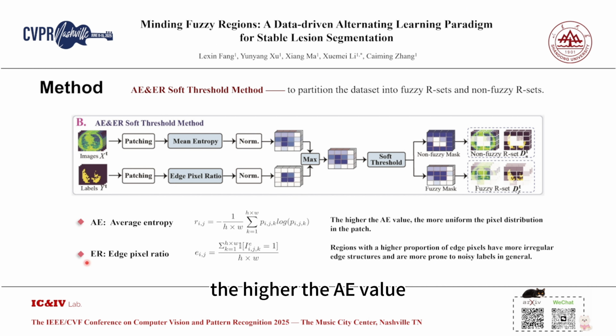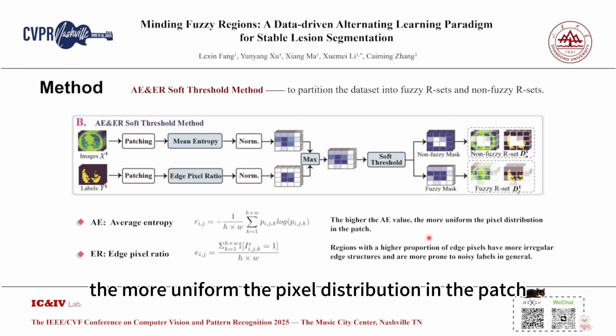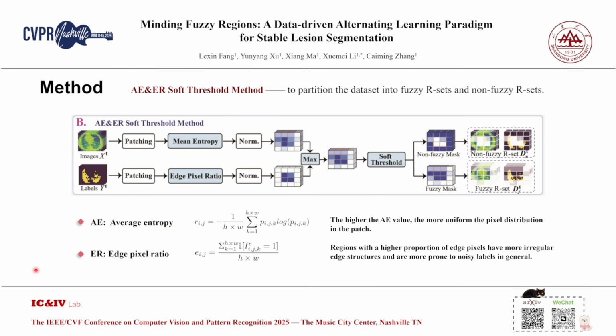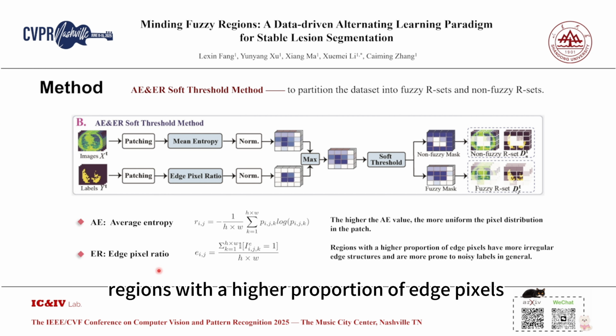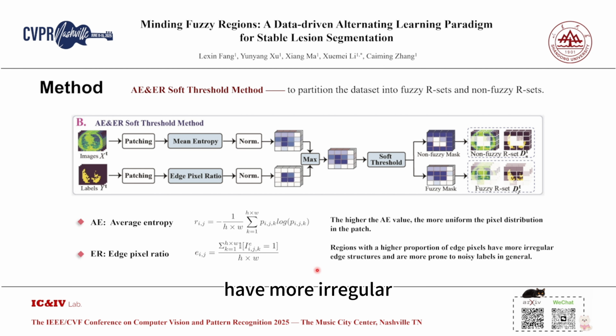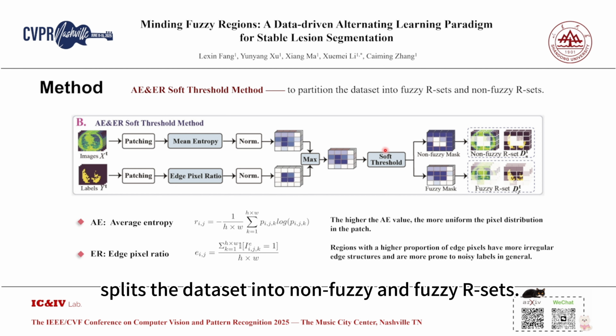The higher the AE value, the more uniform the pixel distribution in the patch. We compute an edge-pixel ratio, ER. Regions with a higher proportion of edge pixels have more irregular edge structures and are more prone to noisy labels in general. Finally, a soft threshold tau splits the data into unfuzzy and fuzzy sets.